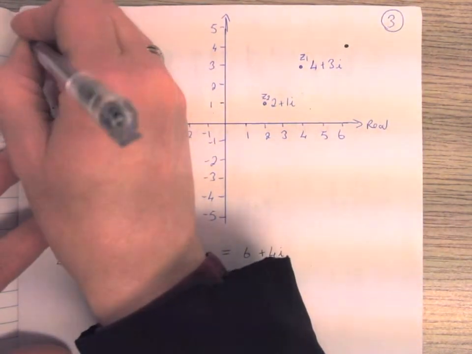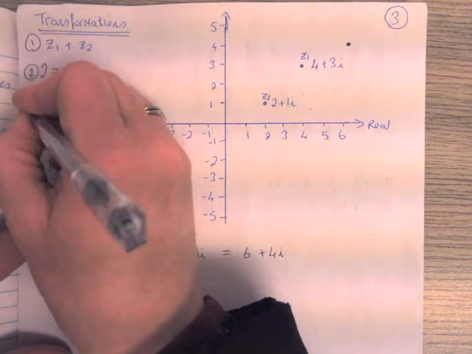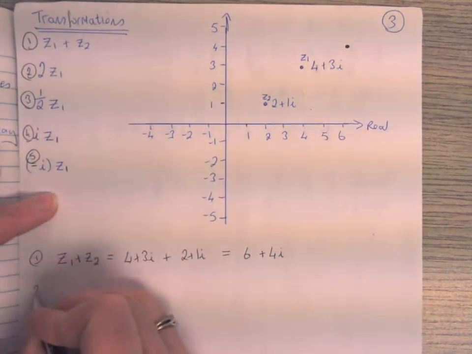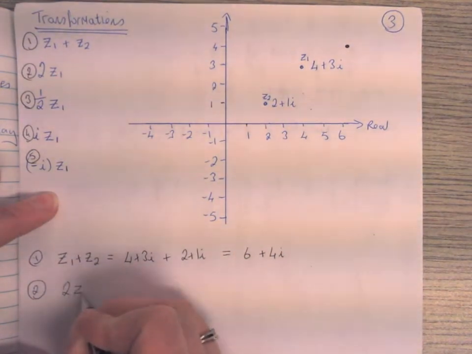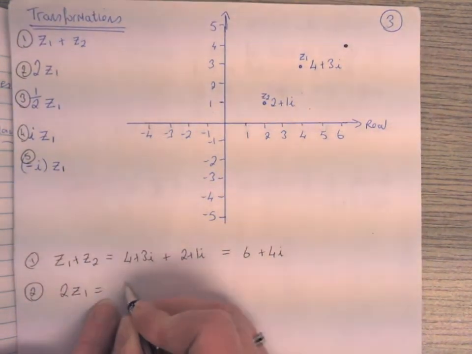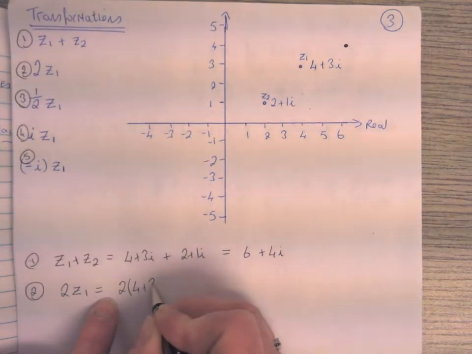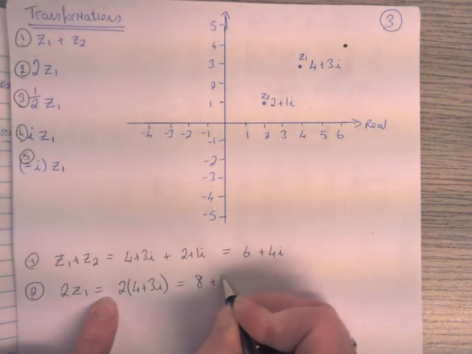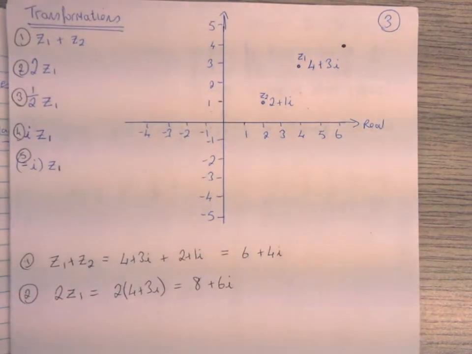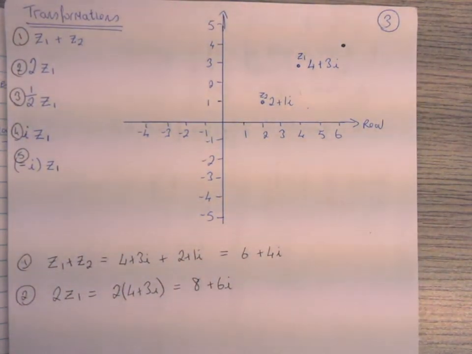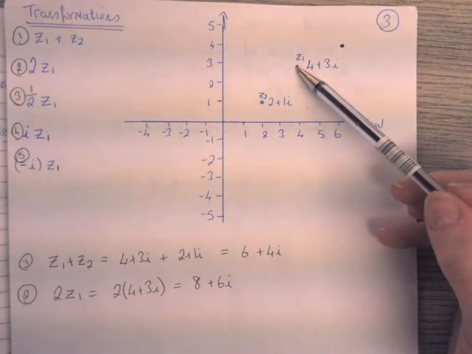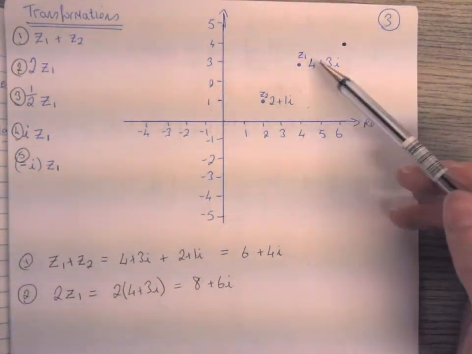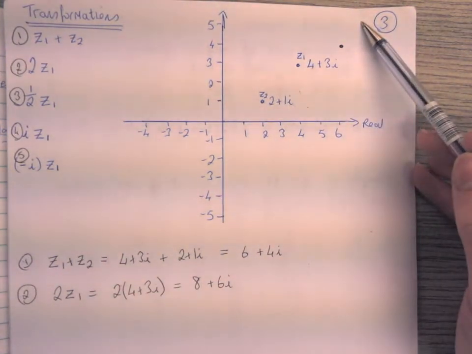I'm just going to call these different things now. Two times Z1. What's happening to each of the parts of my complex number? It's just getting multiplied by 2. So 4 plus 3i is here, and 8 plus 6i is out there. So you're moving it twice the distance from the origin.